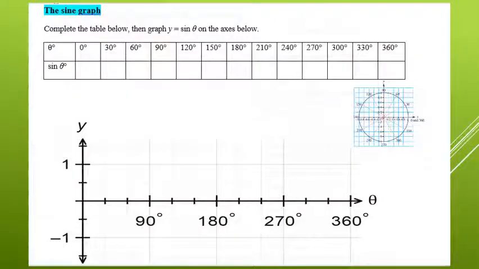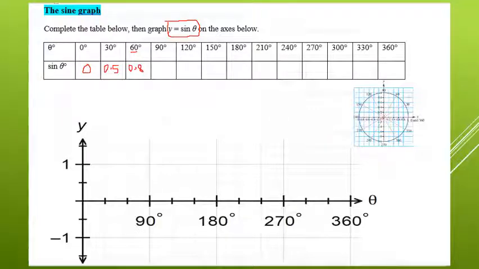Here, the first one we're going to look at is the sine graph. So we're going to plot the graph today of y equals sine theta. The first thing we're going to do is make up a table of values. If we go to our calculator and put in sine of 0 degrees, we get the answer 0. Sine of 30 degrees gives 0.5, or a half. Sine of 60 degrees comes out as 0.87.